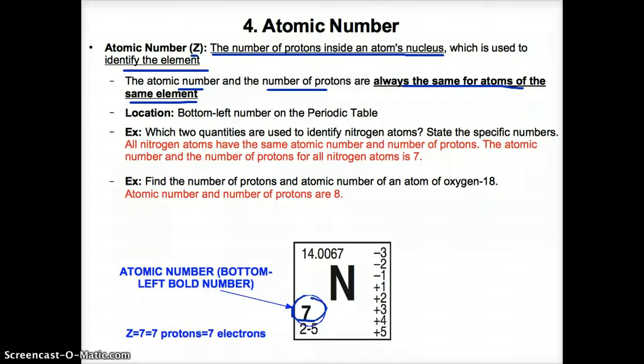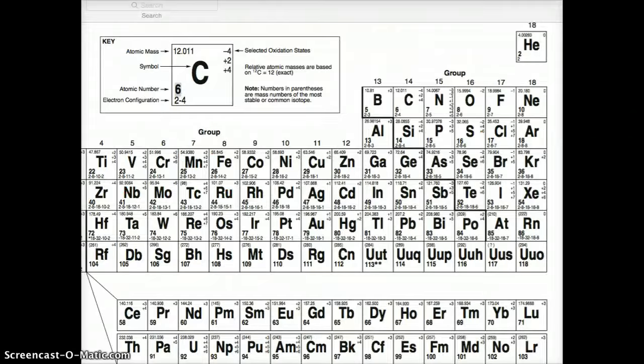Now, the atomic number's location is near the bottom left corner of the element's box on the periodic table, and it's listed as a bold number. So if you pull up the periodic table as shown in the key, the bottom left bold number for carbon, or C, is called the atomic number. So for carbon, as we see here, the atomic number is 6. Therefore, based on the definition we just learned, it also has 6 protons. We also know that all atoms of carbon have an atomic number of 6 and therefore 6 protons no matter what.